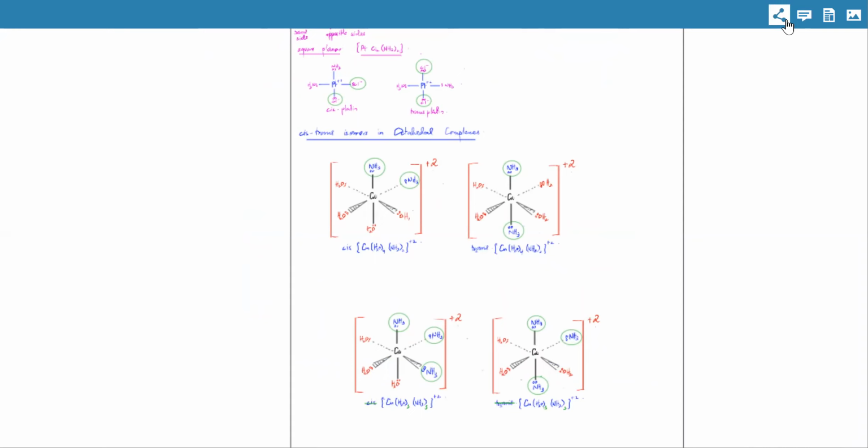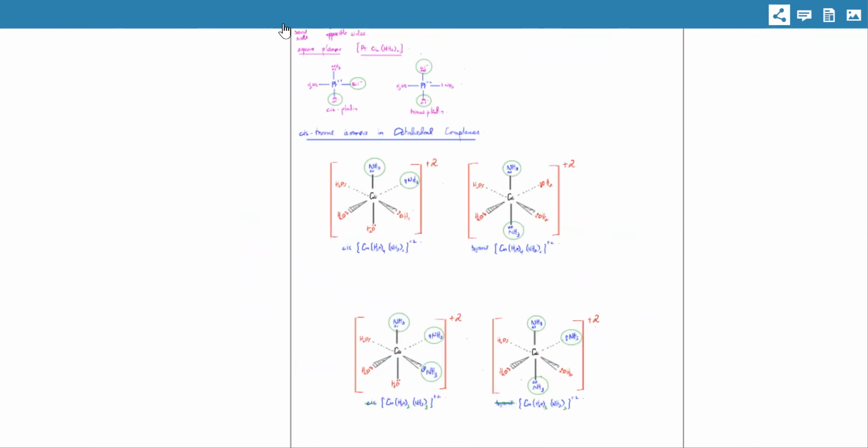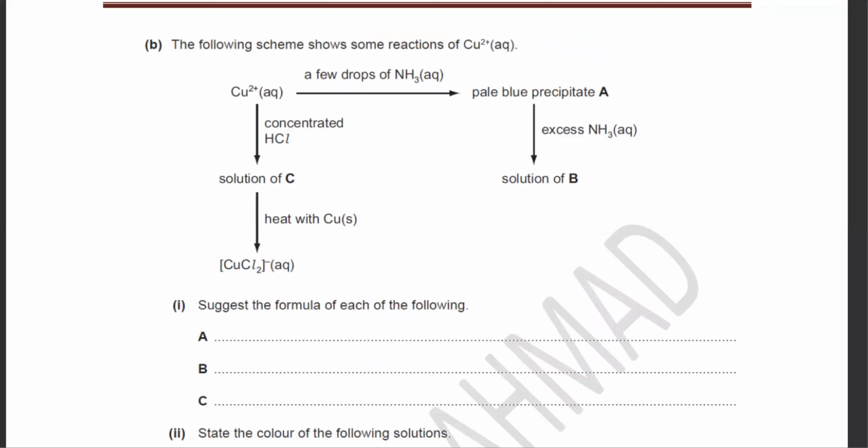I don't know why everything is hanging. So the board has hung up. Just a second. It's still not working.